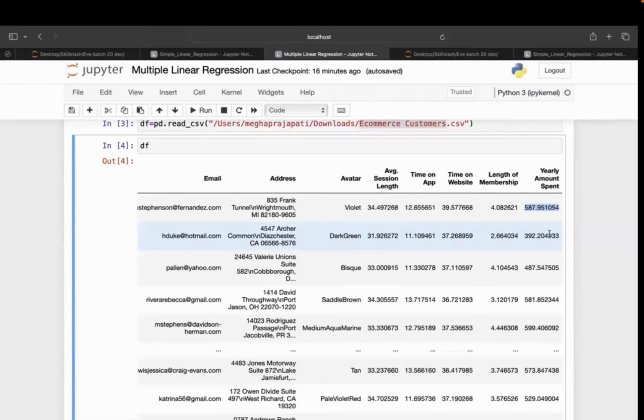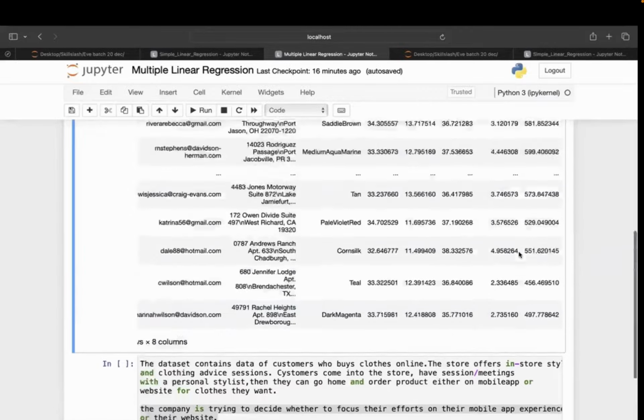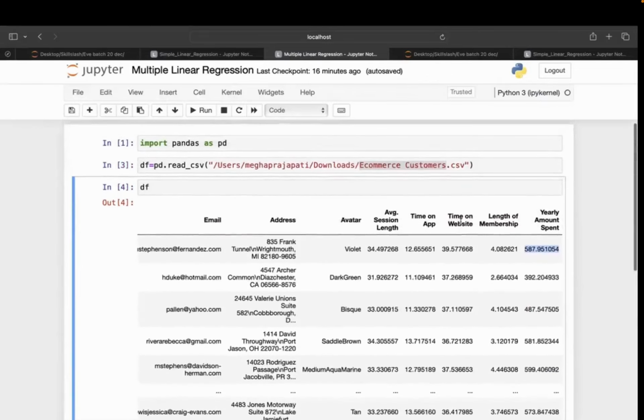Okay. Now, if you understand the concern, we have to either focus on the mobile application or we have to focus on the website. Okay. So you can see two columns are coming into the picture: time on application and time on website. Understand this very, very carefully. When you have such questions, you will get stuck. Which one to select as the target column?